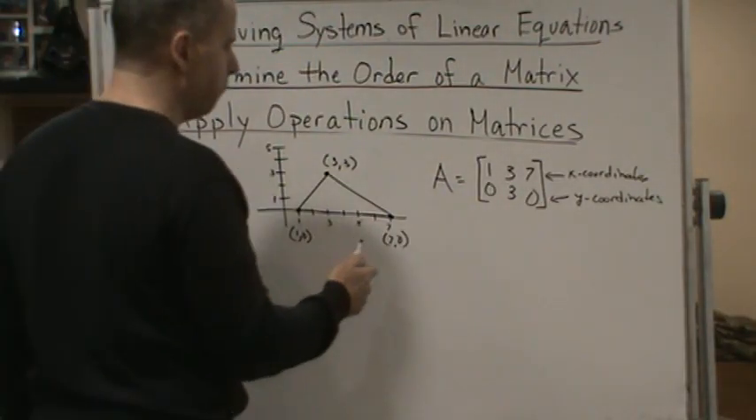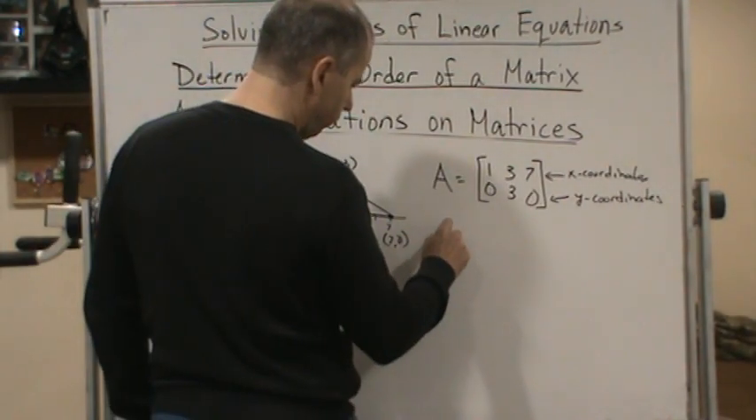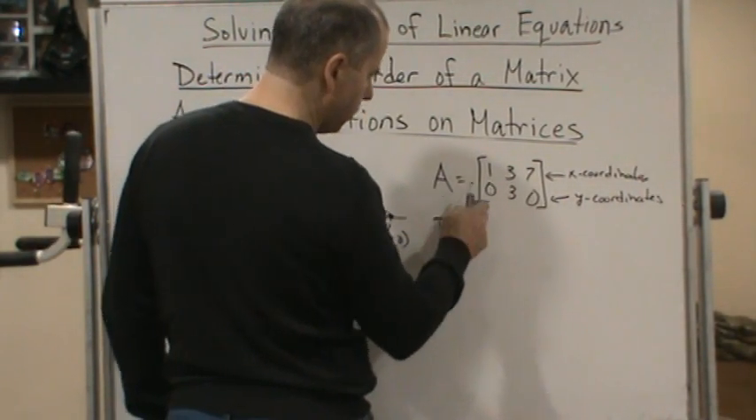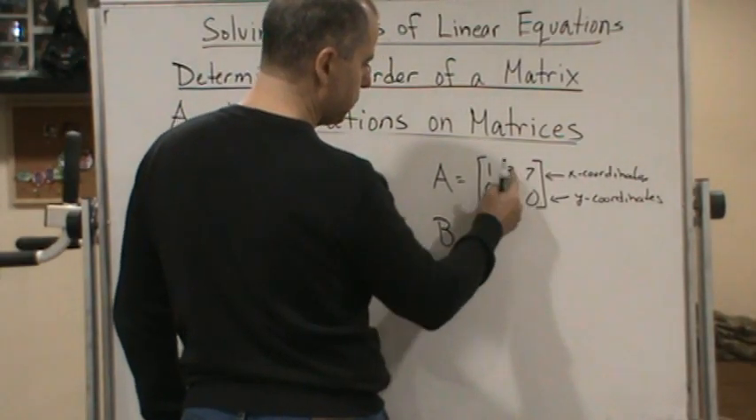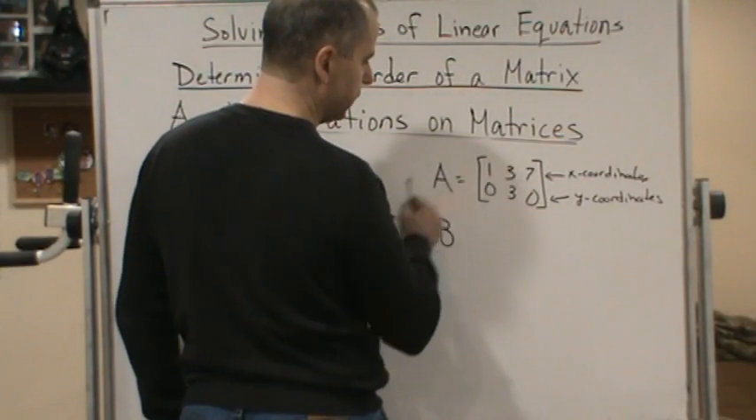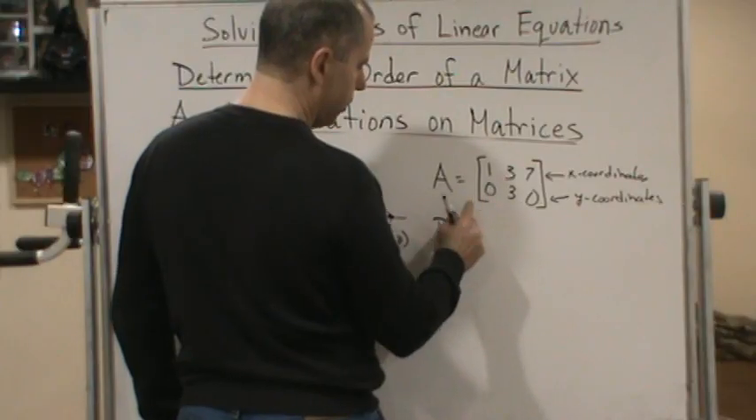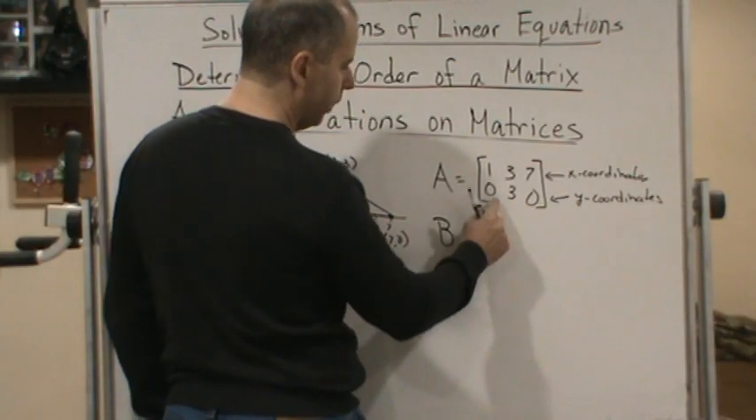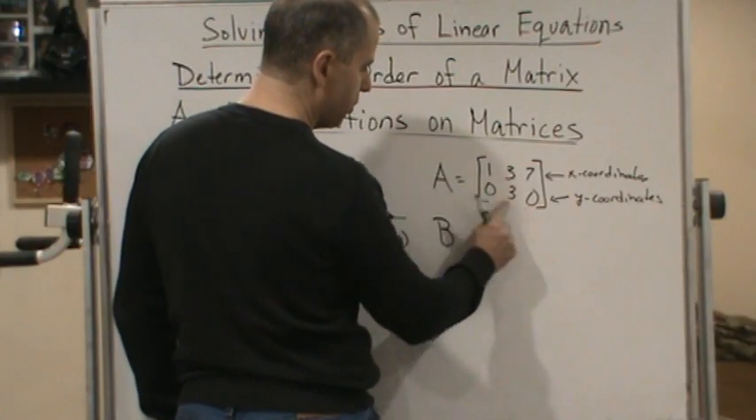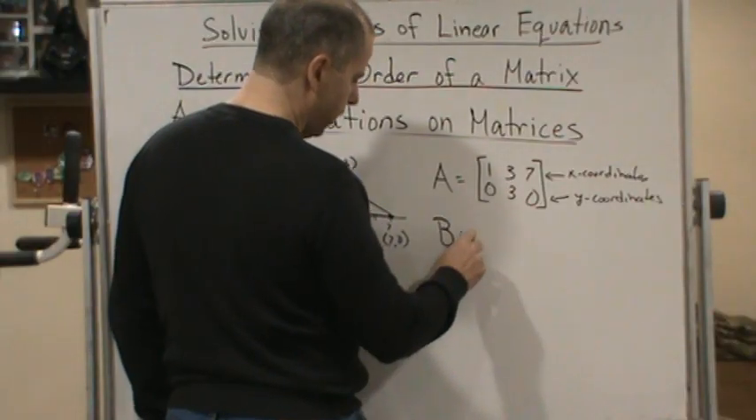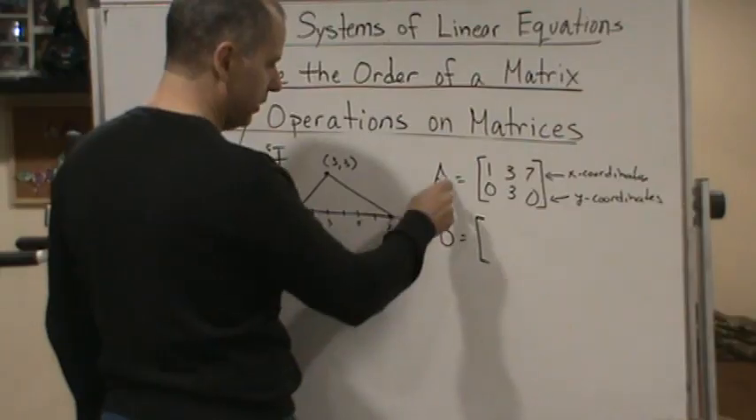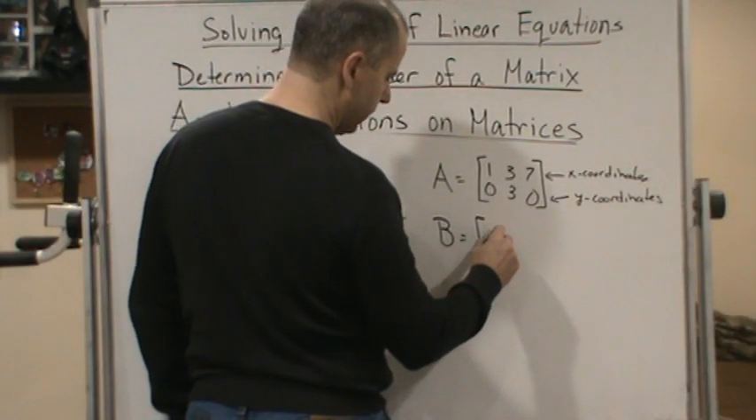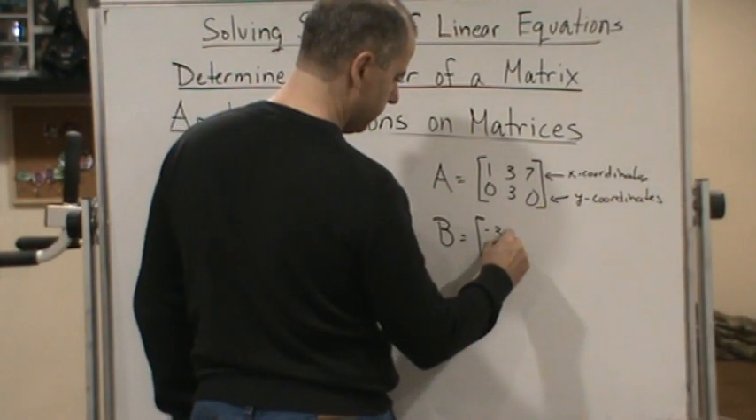So what does that mean? Well, we're going to want to move each of these to the left 3 units, which means we're going to subtract 3 from each of these. And to move it 2 units up, we're going to have to add 2 to each of these coordinates, right? So it makes sense that the matrix that we're going to add to this is going to be very simply this.